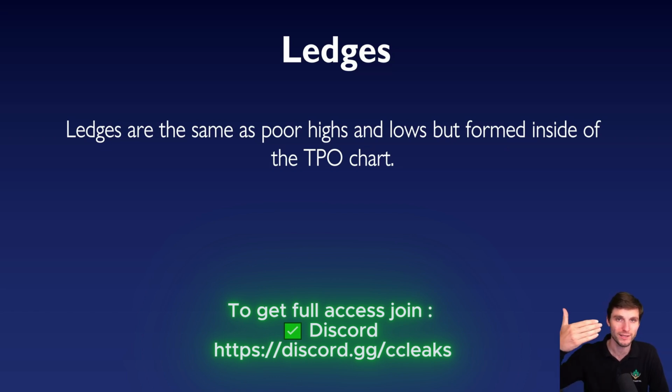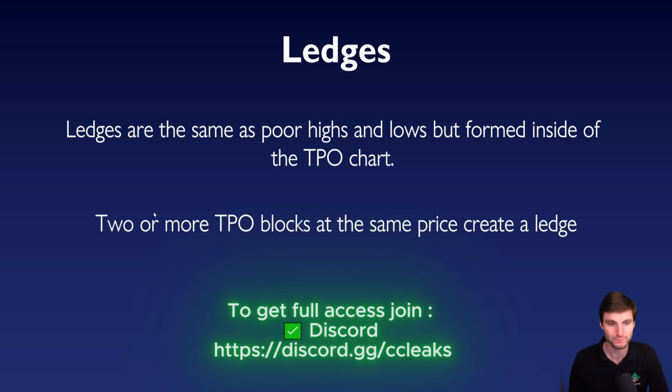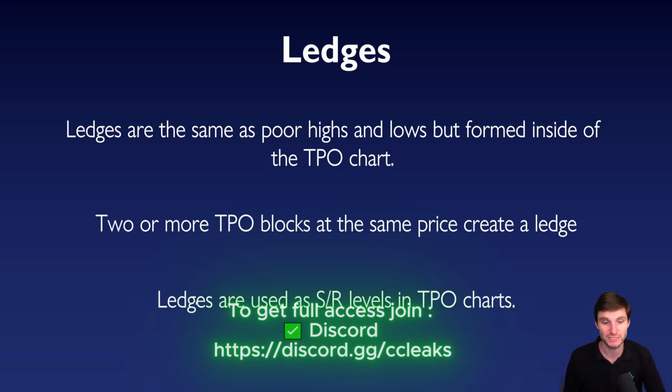Whereas your poor high was where you had 2 or more blocks of TPO right up at the high, and your poor low is 2 or more blocks at the low with no buying and selling tails, ledgers are essentially that same structure of 2 or more TPO blocks together in the middle of a chart. I've got some visual examples for you in a minute for people that like visual learning. So again, it's 2 or more TPO blocks at the same price, and that is creating what's known in TPO as a ledge. Really simply put, ledgers are used as support and resistance levels.